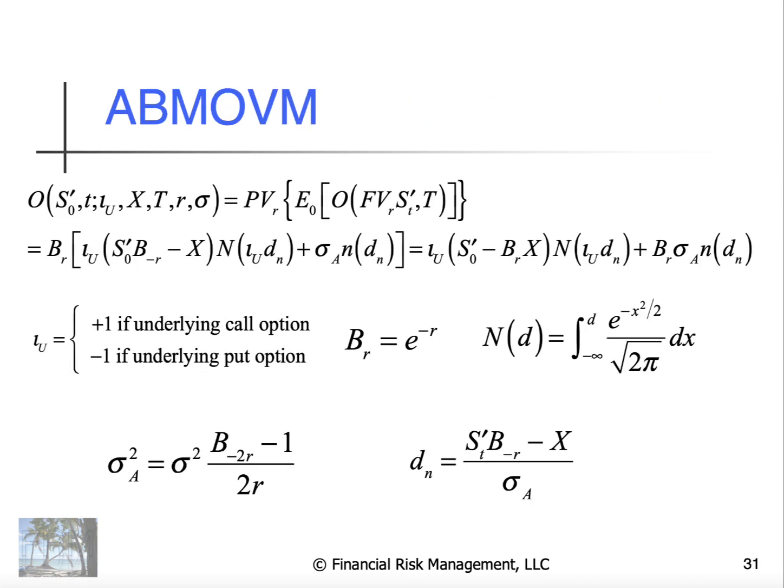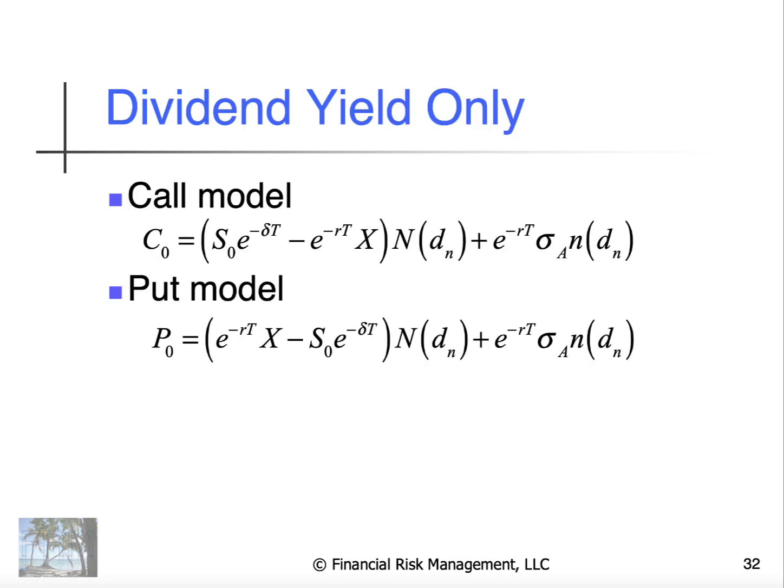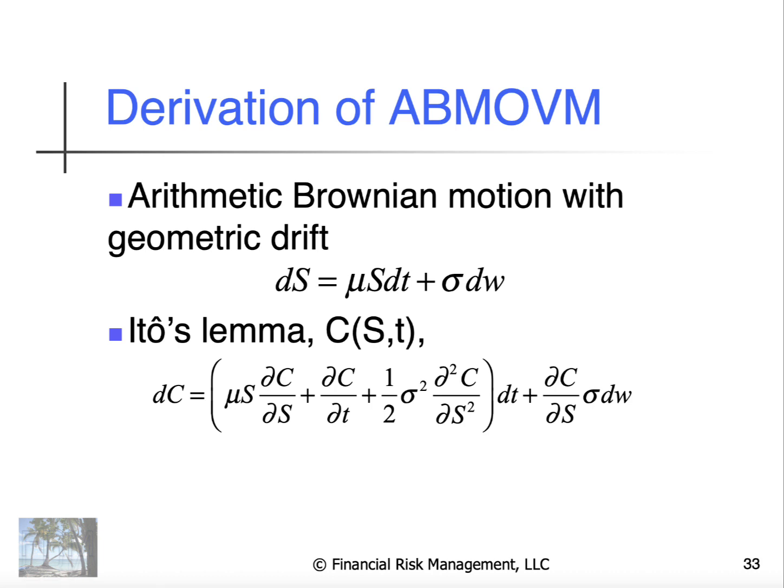The ABM model does look different. There's a PDF and a CDF within the equation, but this is easy to code up in R without any problems, and the code is provided. And the dividend yield only model looks something like this. Easy to incorporate a dividend yield. The derivation follows directly with the GBM.